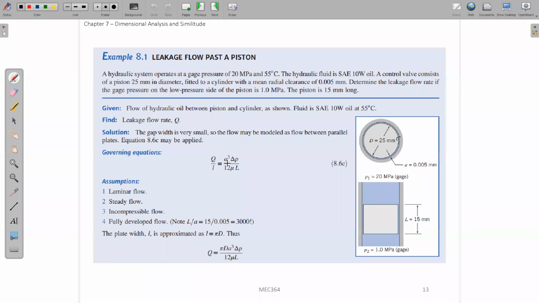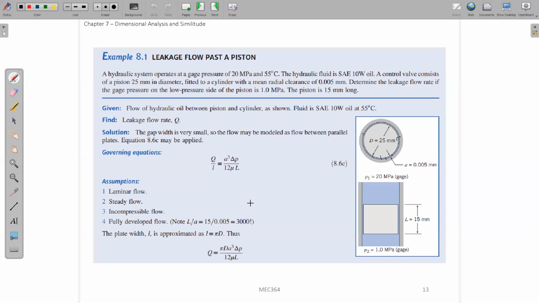So this is the value here, and the plate width will be L. What will L be? L will be equal to pi d, because for this problem the flow is leaking in all this L direction. So L will be equal to pi d. You substitute into this equation and can calculate Q as this.